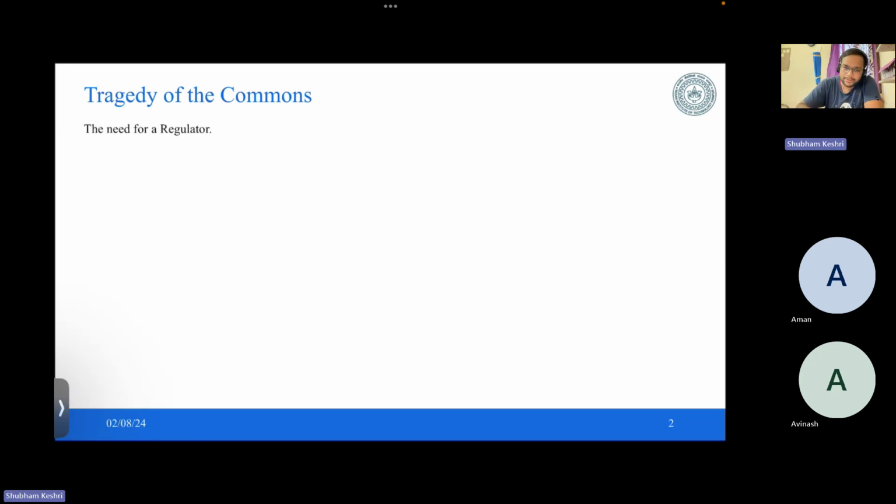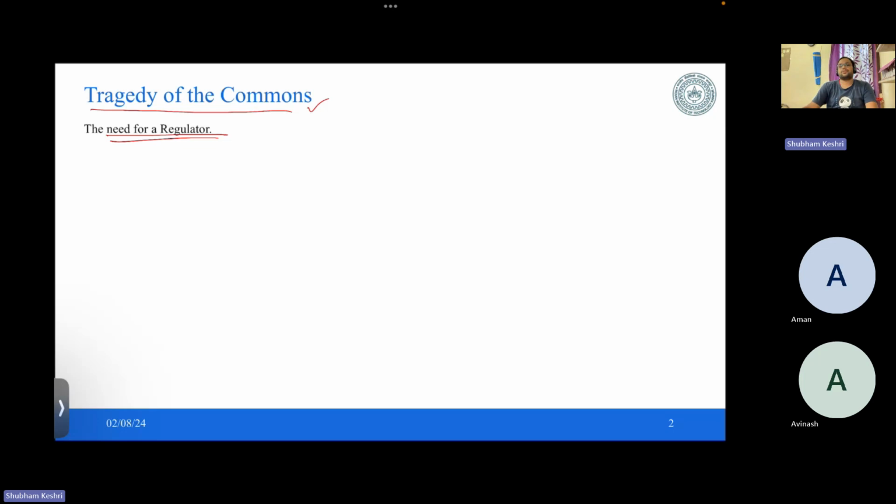So the first concept which we'll talk about is a problem called tragedy of commons, and this was discussed in the first and the second lecture by Professor Aditya. And here I wanted to point out one important idea, which is the need of a regulator.